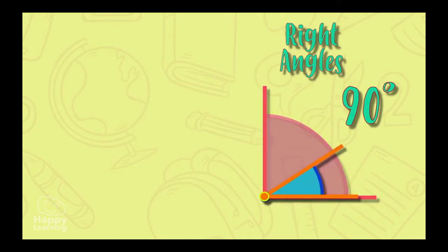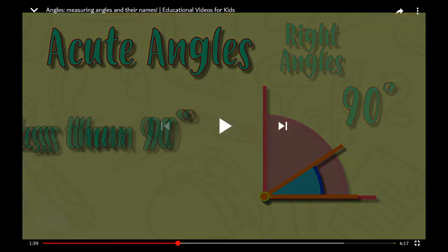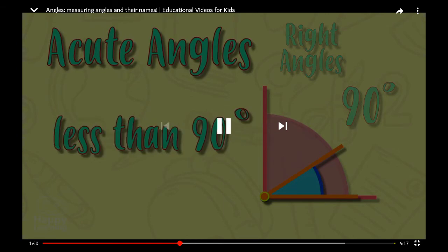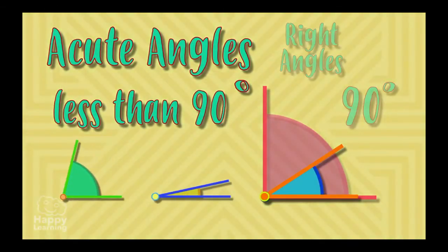The angles that are smaller than a right angle are called acute angles. We say because it's smaller, it is an acute angle. So that's why we call it acute. It is smaller, and acute angles measure less than 90 degrees, like all of these.